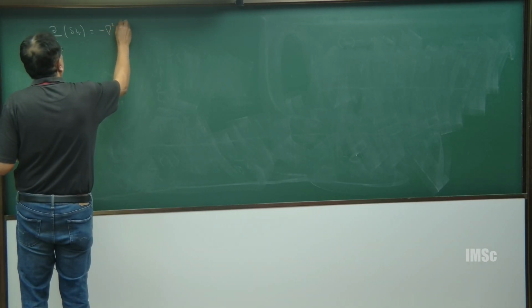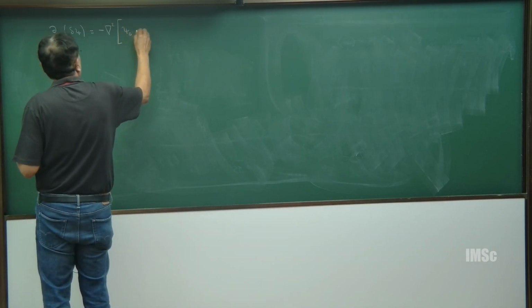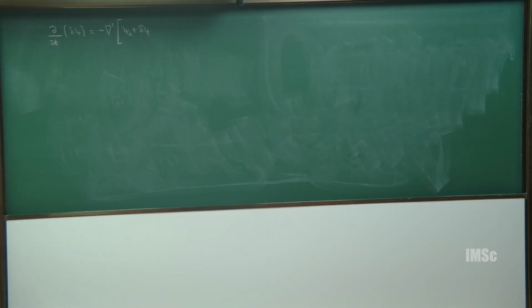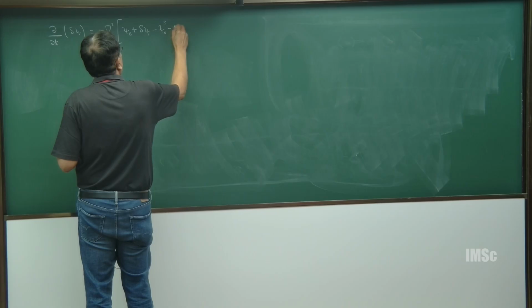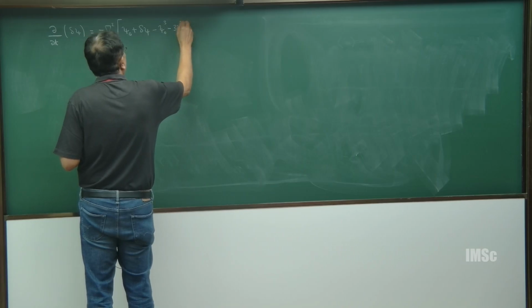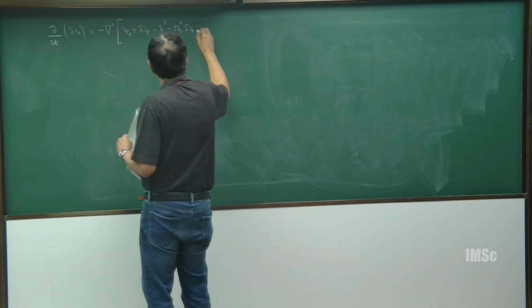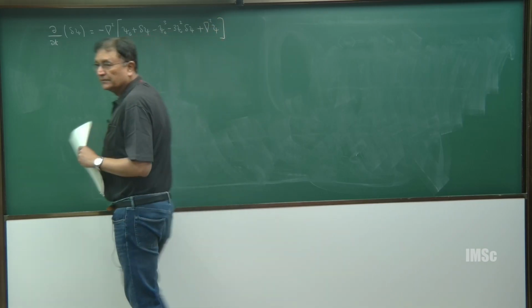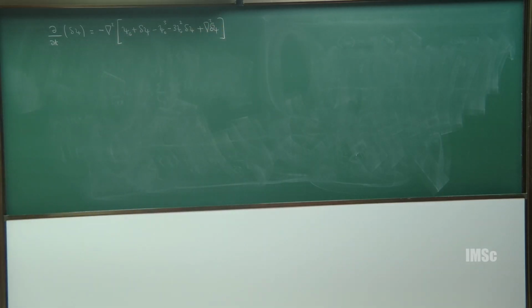Minus del squared, the first term is psi 0 plus delta psi, okay this one, and minus psi 0 cubed minus 3 psi 0 squared delta psi, right, and the last term is grad squared psi, grad squared delta psi. Okay, I have just directly written the linear analysis.